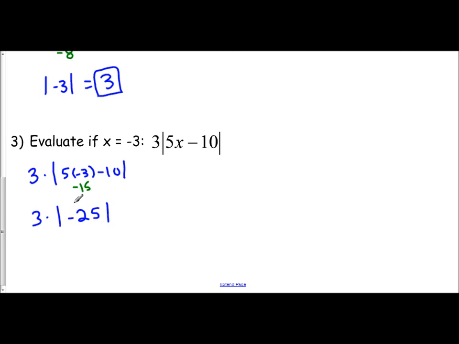Now that I have a number all by itself, I have to perform this operation of absolute value. So the absolute value of negative 25 is positive 25. And so we have 3 times 25, which is 75.